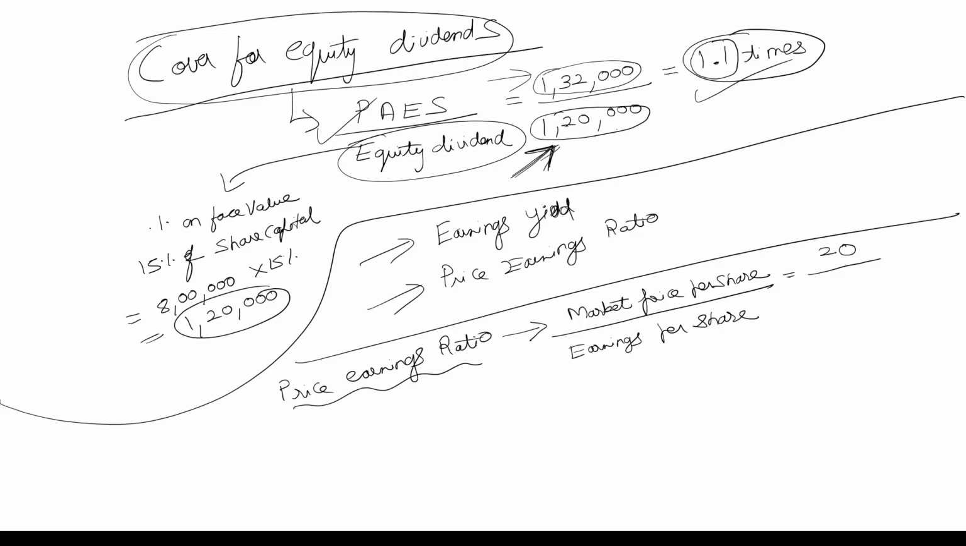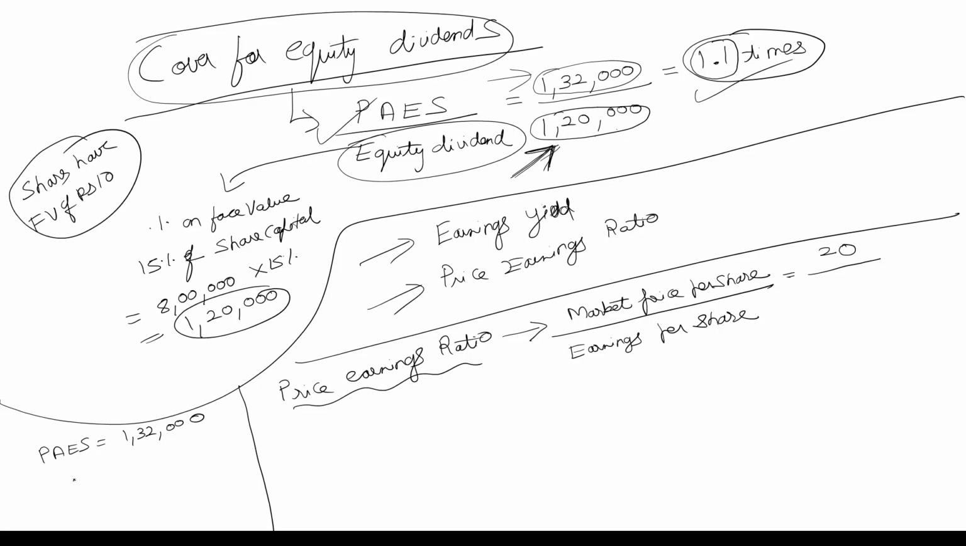So we know that the earnings available to equity shareholders is 1,32,000. We need to know the number of shares here. Well, that's not given in the question, so let's assume that shares have a face value of rupees 10. So that means 8 lakhs of equity share capital, 10 rupees of face value. So number of shares would be 80,000.